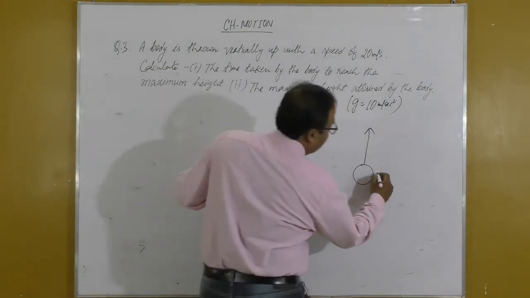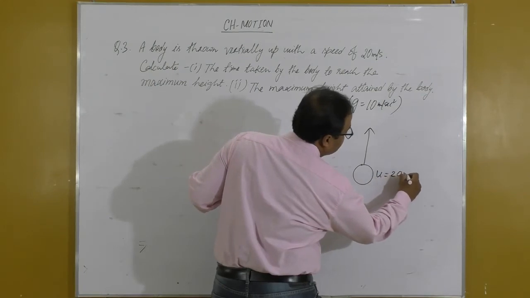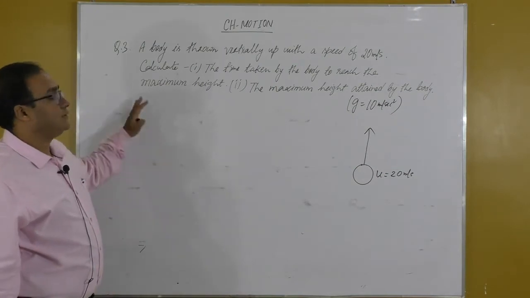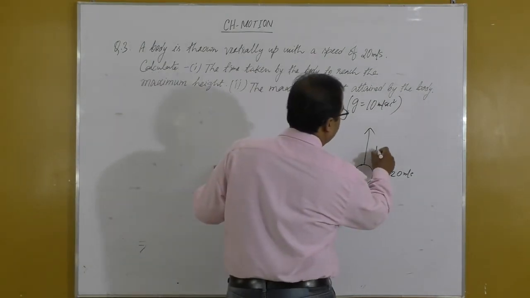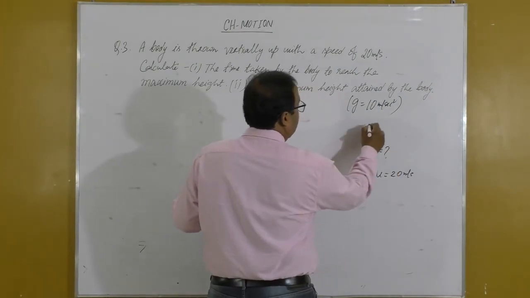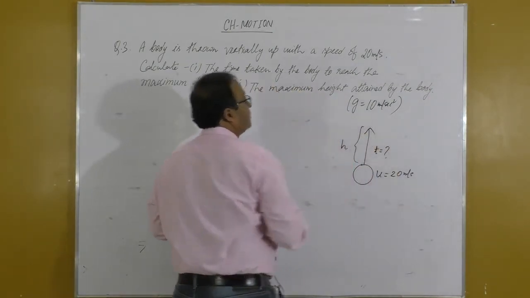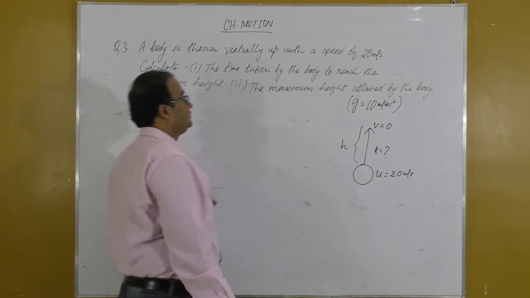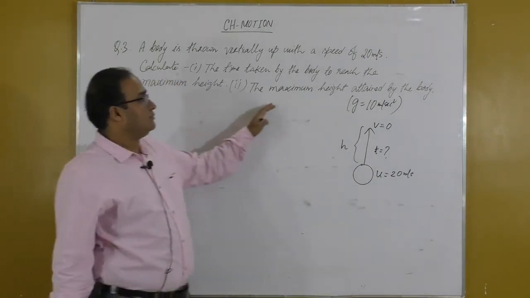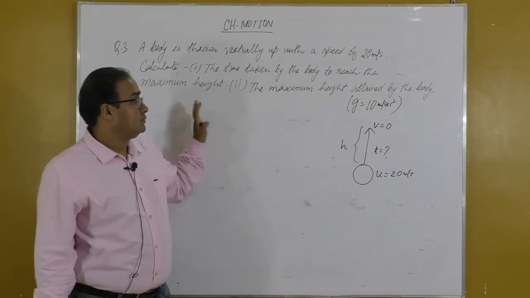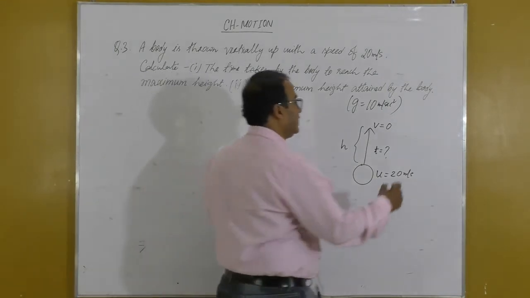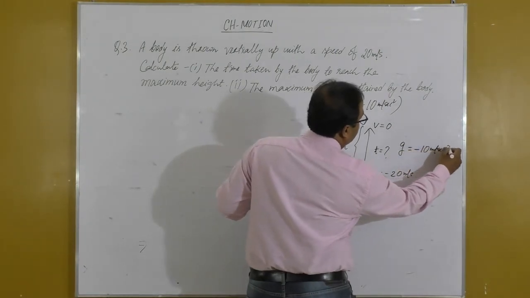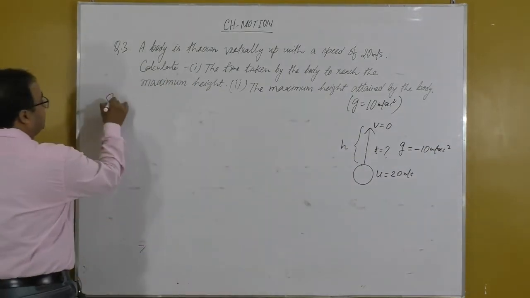with a speed of, so initial velocity is given, 20 meter per second. Calculate number 1, the time taken by the body to reach the maximum height. We should know that at maximum height, final velocity is 0. And number 2, the maximum height attained by the body. For solving both these parts, the value of g is given, and it should be taken as negative because there is retardation. So look at the solution here.